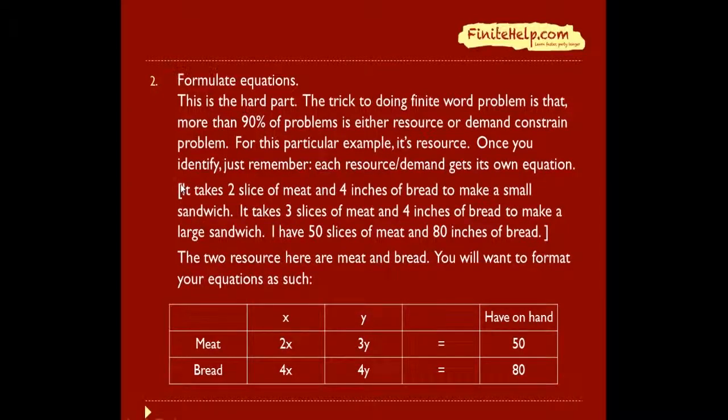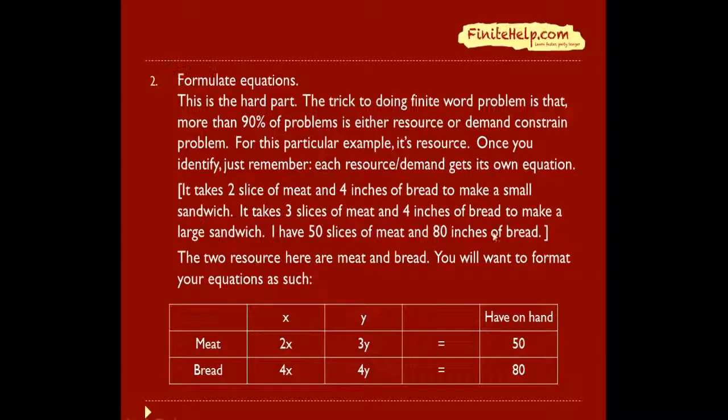And from there, it's actually pretty simple. We just say, okay, well, x is a small sandwich. So it takes 2 slices of meat and 3 inches of bread to make a small sandwich, x. So for meat it is 2x, and for bread it is 3x. In the same way, y is the large sandwich. So 4 slices of meat is 4y, and 4 inches of bread is 4y.